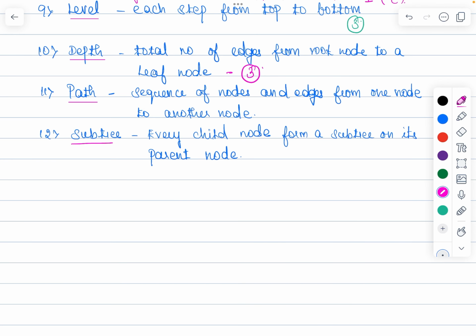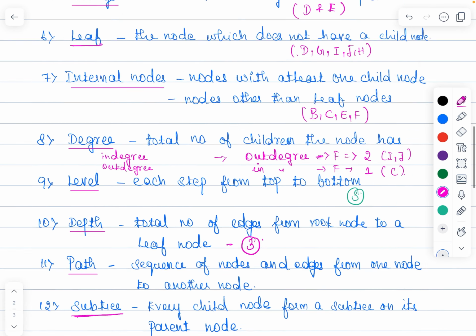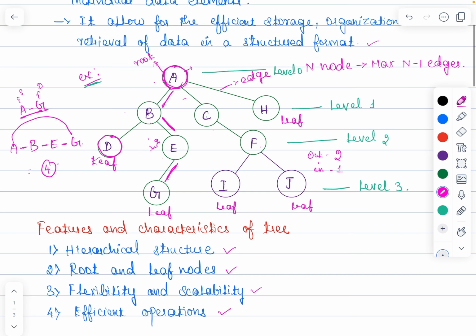And next one is a subtree. Each child node forms a subtree recursively. So, every child node will form a subtree on its parent node. If you check here, let me change the color. If you take the parent node A, it has 3 subtrees. One is this one, this is another subtree, and this H is another subtree.